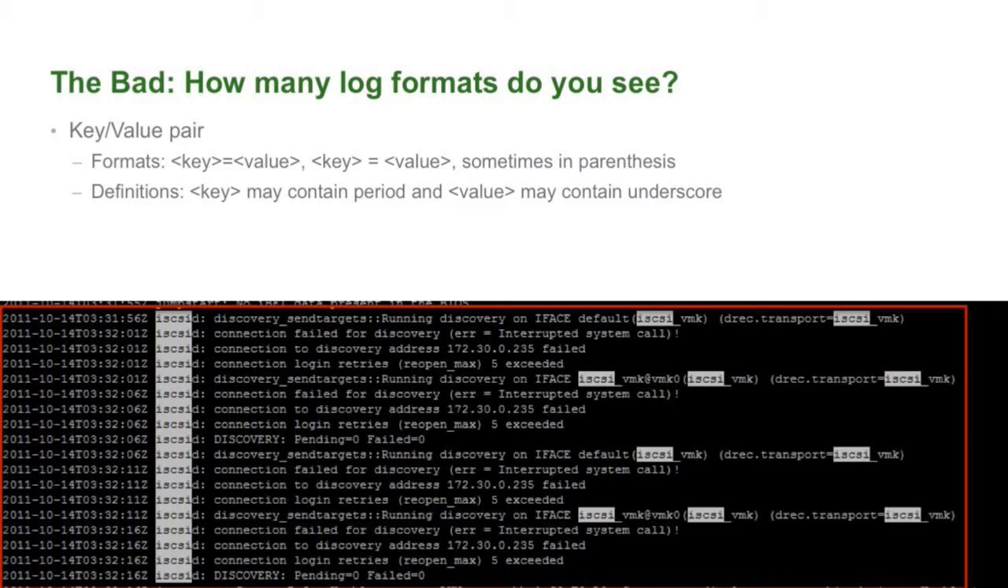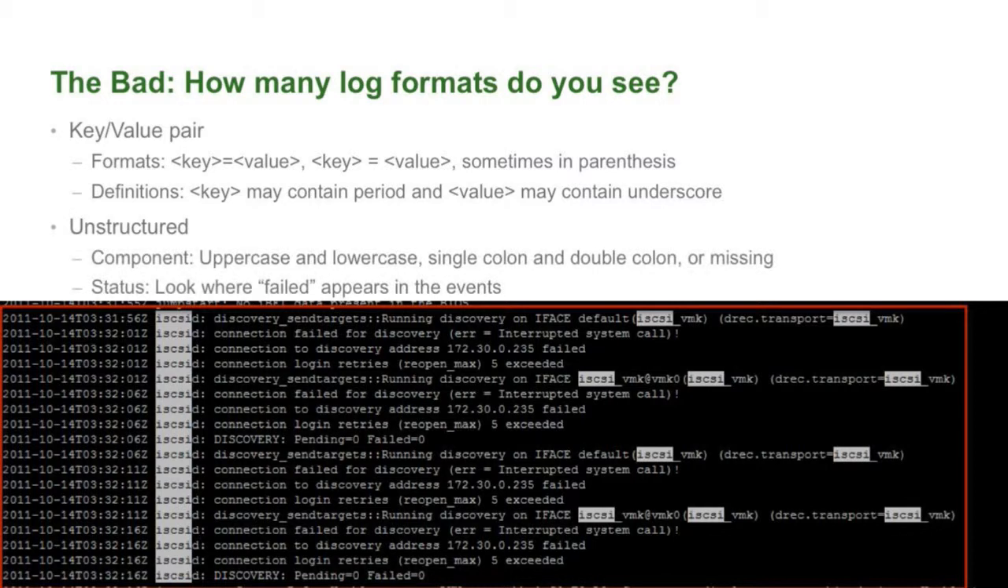What else? Well, there's unstructured information as well. How about the component? Sometimes it's uppercase, sometimes it's lowercase, sometimes there's a single colon, sometimes there's a double colon, sometimes there's no colon. All right, now I'm confused. Why is it different? We're talking about an iSCSI event. It's a transaction, actually. Probably the same developer wrote the code for the entire transaction. Why are there so many different formats?